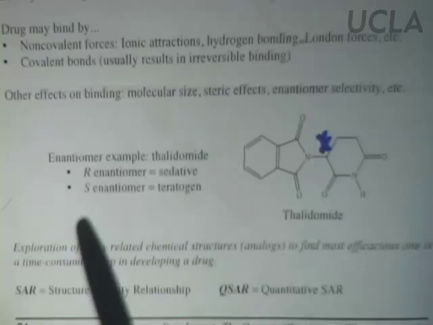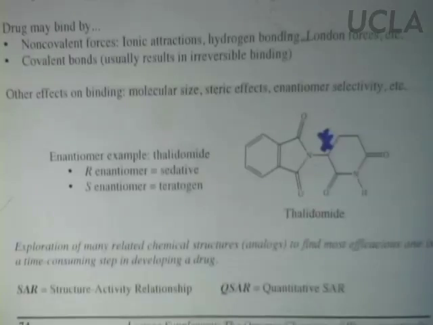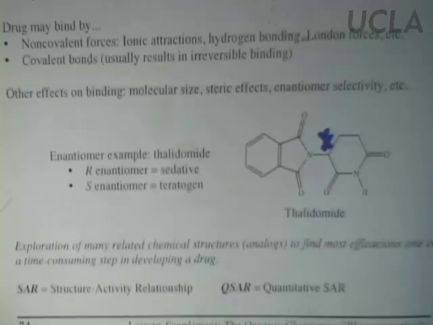But so the desired effect comes from the R enantiomer. An undesired effect, a teratogenic effect, comes from the S enantiomer. So this means when you administer that drug, you need to make sure that the stereochemistry isn't going to be an issue. Now, when thalidomide was manufactured, it turns out it was easy to manufacture it as a racemic mixture. That's the way it was sold. So there was a mixture of both the teratogenic and the sedative effects.